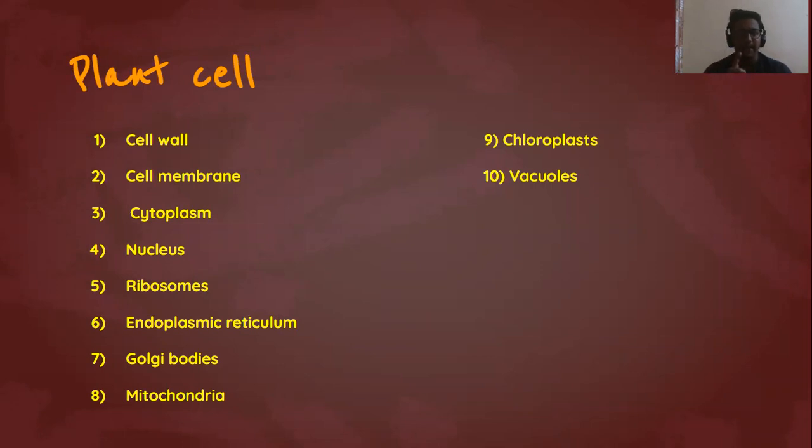These were the 10 parts that we discussed, starting from cell wall, then we went to cell membrane, which is also known as plasma membrane. Then we went to cytoplasm, nucleus, ribosomes, endoplasmic reticulum, then Golgi bodies, mitochondria, chloroplast and macromolecules. And while going through each particular organelle, let me clear one more time that whenever I use the word organelle, it means a part inside the cell.